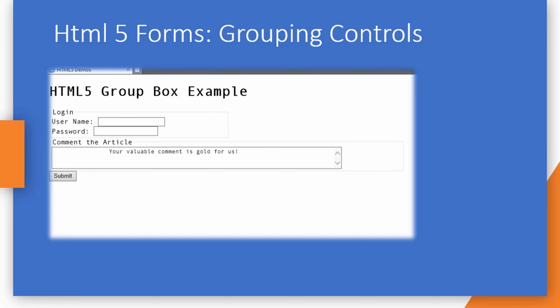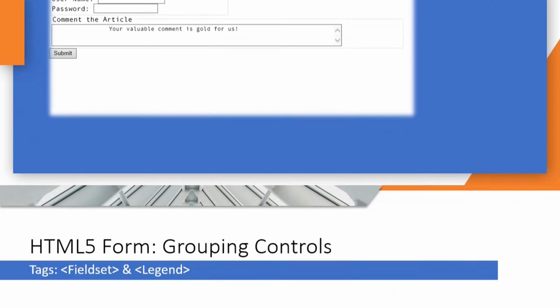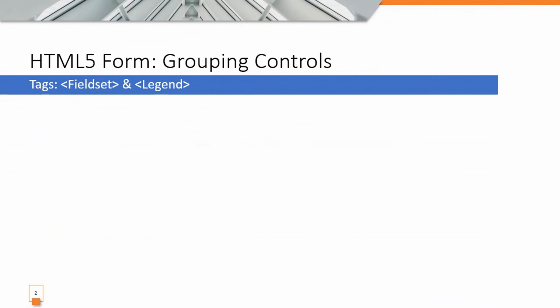Hello friends, in this video we will look at how to group the controls inside a group box. The tags used here are FieldSet and Legend. Using these two tags we can create a group box in HTML5 forms.